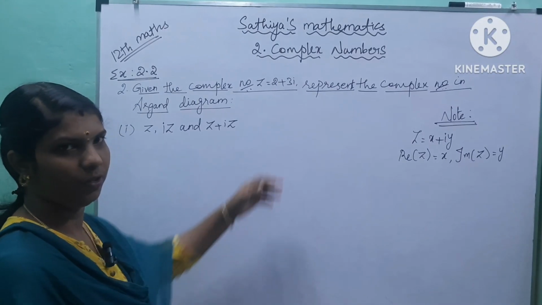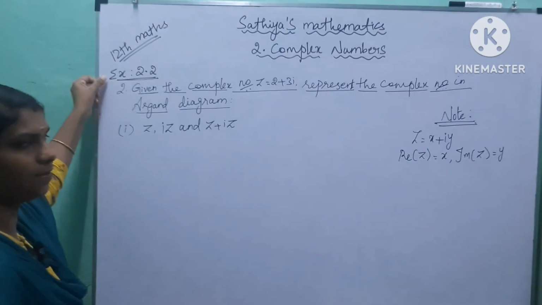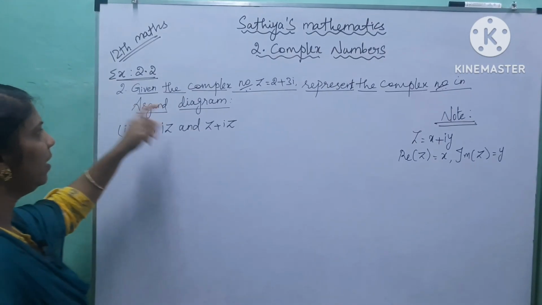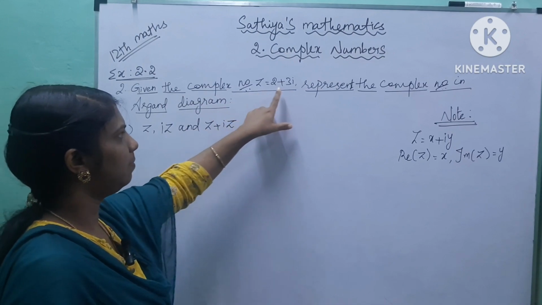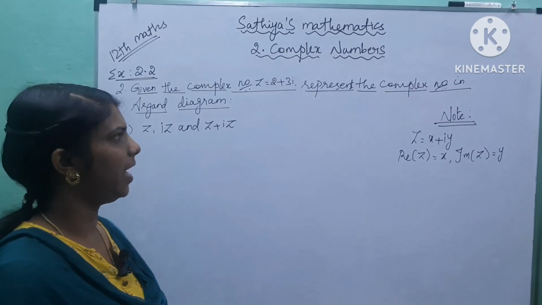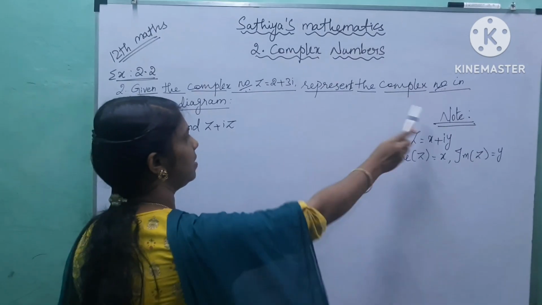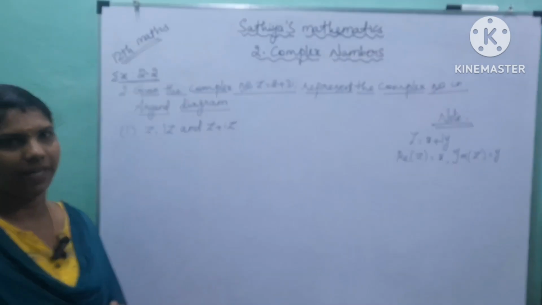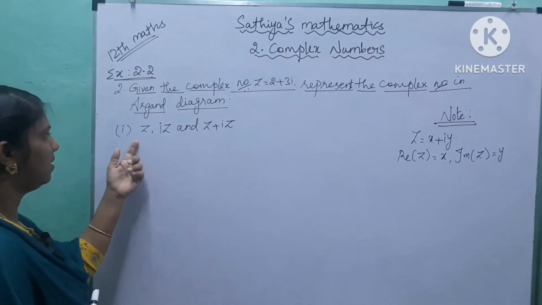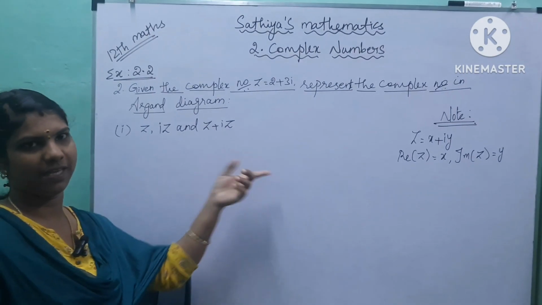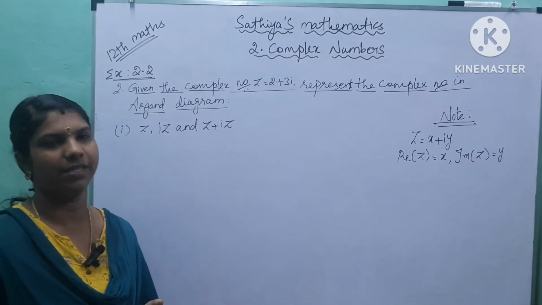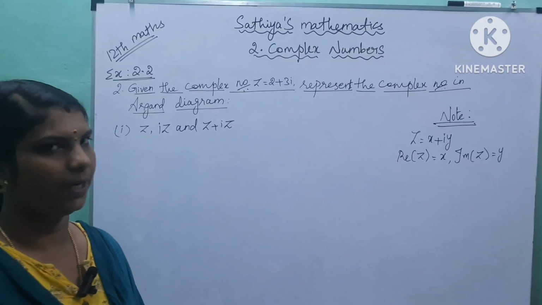In this video, we will talk about chapter 2, complex numbers, exercise 2.2, sum number 2. The question says the complex number z is equal to 2 plus 3i is given. We should represent this complex number in an Argand plane in various forms: z, iz, and z plus iz.